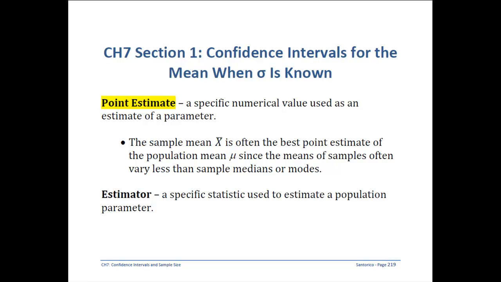So far what we've done is we've used a point estimate. A point estimate is when you have a specific value that you're using to estimate a parameter. Your sample mean is often used as the best estimate when you want to know what the population mean mu is. An estimator is a statistic that is used to estimate a population parameter, and the sample mean would be one. It's a good estimate of mu often because it tends to have less variability than other possible estimators, like your sample median or your sample mode. So we're going to spend a lot of time focusing on that sample mean.